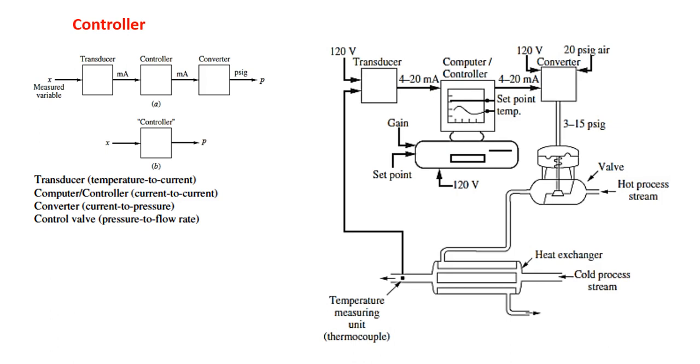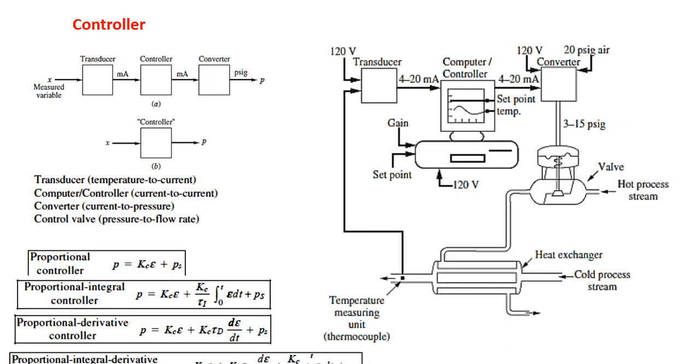That signal of the transducer is fed into the computer where we have implemented the controller algorithm. The computer compares the signal with the set point and produces the output in terms of current only. There are different types of controller algorithms which we'll discuss in the coming lectures. Normally these are of four categories: the proportional controller, proportional integral controller, proportional derivative controller, and proportional integral derivative controller. I'll briefly explain what a proportional controller is.